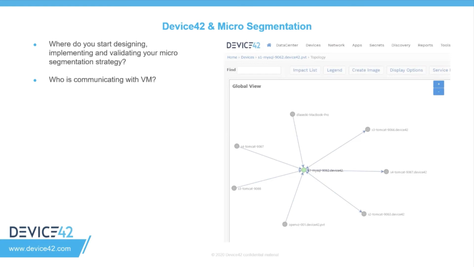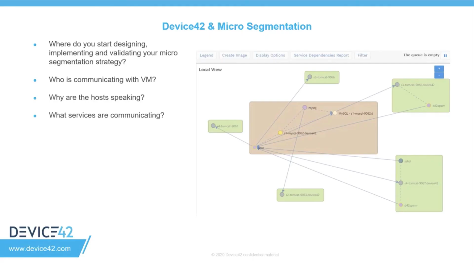As can be seen in the Device42 screenshot, you can see a database server getting requests from several different Tomcat servers, which represent the middle tier of a different business application. You can quickly assess if those hosts are all legitimate and if the deployed micro-segmentation strategy is allowing the correct hosts to interact with the database server. This is the first step in validating the implementation of the micro-segmentation rule set.